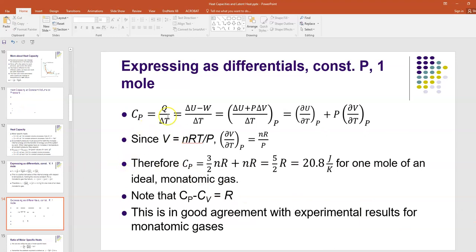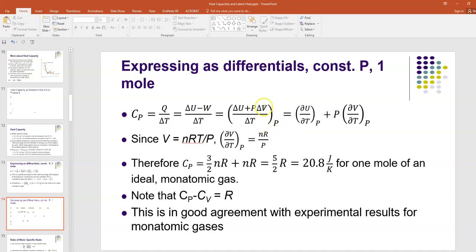Now let's look at the constant pressure expression. Remember, C sub P is equal to Q over delta T. Plugging in for Q using our first law of thermodynamics, Q is delta U minus W, and then we divide that by delta T. Remember that this is for constant pressure, so this is holding pressure constant, understood right here.